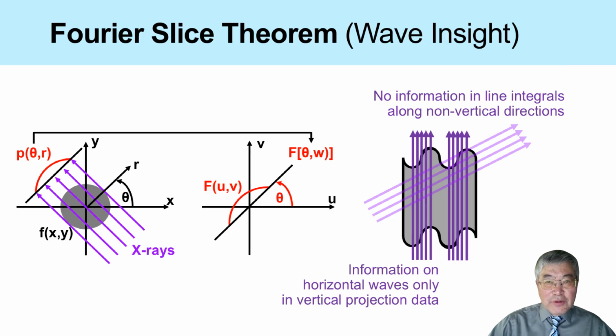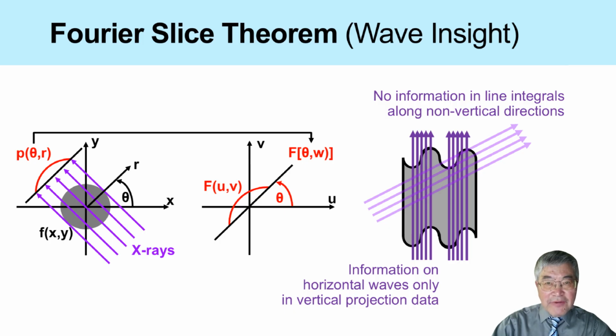Suppose we shoot vertical X-rays through the object. These vertical rays are sensitive to wave patterns that vary in the horizontal direction. In other words, they measure information from waves whose direction is perpendicular to the X-ray direction. Some vertical rays pass through the peaks of the horizontal wave. Other vertical rays pass through the valleys. So, as we move across the detector, the projection profile records the variation of that wave pattern.